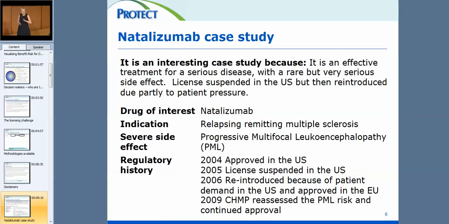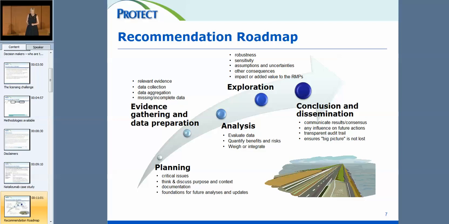And that's one of these pivotal moments in the whole debate about who drives these decisions. It was reintroduced largely because of patient demands in the US, and about the same time it was approved in the EU. Now, the PML cases have continued to accrue. It wasn't a flash in the pan, it's perfectly genuine. There are now lots of them. And so in 2009, the CHMP, the major European regulator, reassessed it and continued approval. So clearly, this is a drug with a very delicate benefit-risk balance. But that makes it very good for our case study.